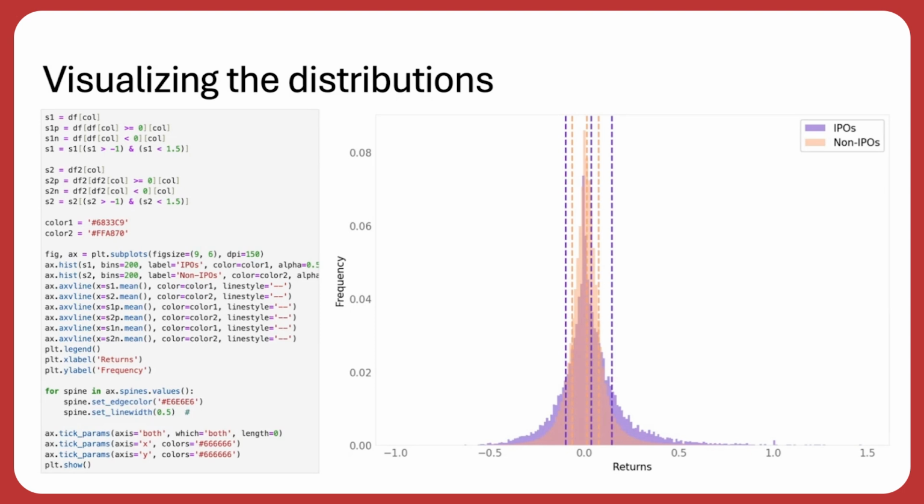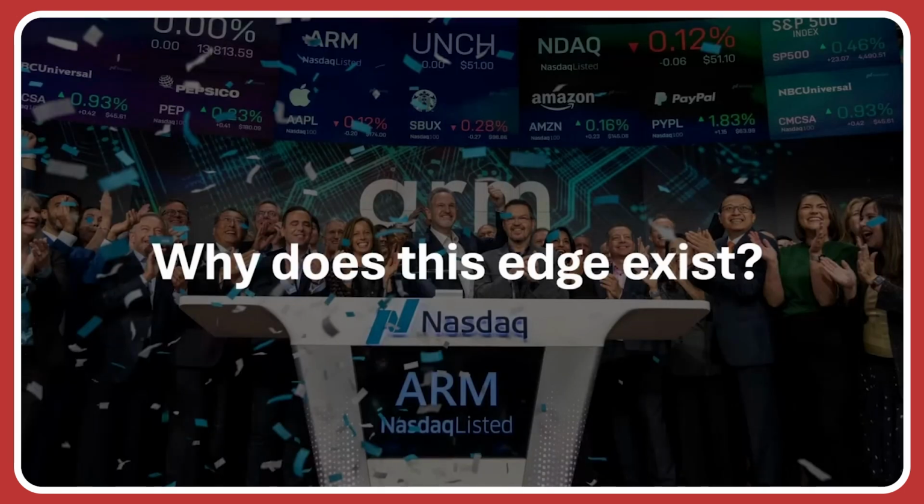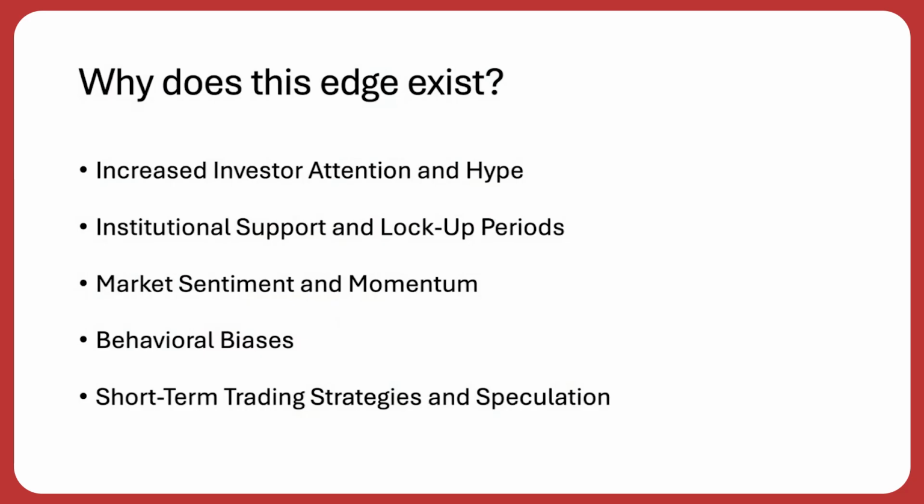At this point, I started to wonder, why the heck does this edge exist? And we don't know for sure. We can think of some hypotheses. So here are some hypotheses. IPOs get a lot of attention. There's a lot of hype. Usually IPOs get a lot of institutional support. The key stakeholders usually have lockup periods, and in these periods, they cannot sell. There's market sentiment, momentum, behavioral biases. I mean, there are a lot of hypotheses that can explain this, but the truth is, we don't know. We observe the statistical anomaly. We can hypothesize why it happens, but we don't know.